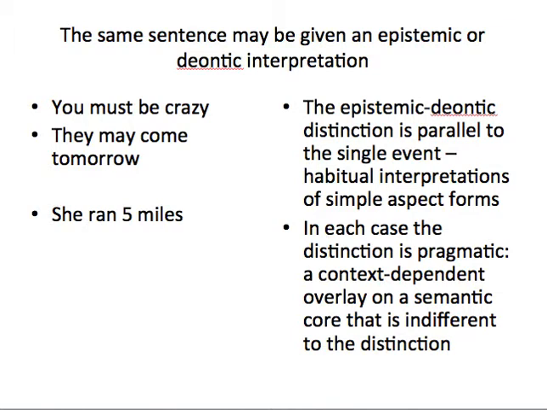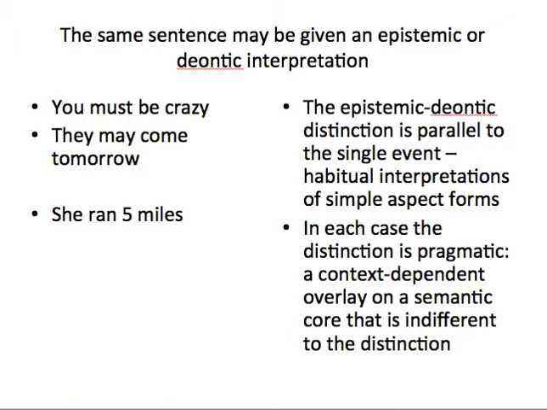They may come tomorrow. I don't know. It's possible. You know, they should. They're getting the train, and they did say they'd come, so there's a possibility. And they may come tomorrow, meaning they're allowed to come. Maybe your friend's parent says to the child, yes, your friends may come tomorrow. I will allow that.